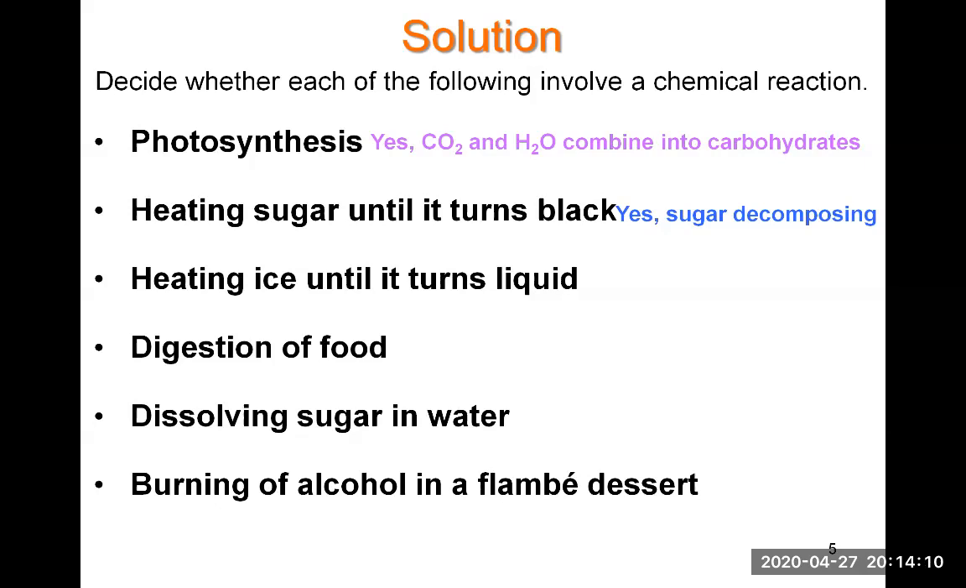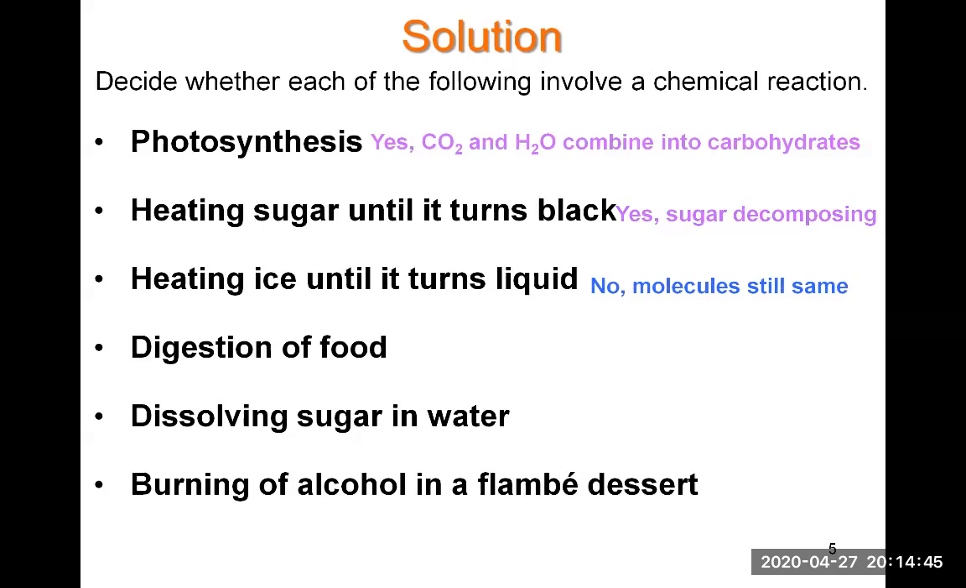Next, heating ice until it turns liquid. So this is not a chemical reaction, right? Because it's the example we saw earlier where the ice is melting, right? When you're heating ice, it's going to melt and then change into liquid water, because ice is the name we give to solid water. So we have water to start with, and we finish with water. So it's a physical change, it's not a chemical change.